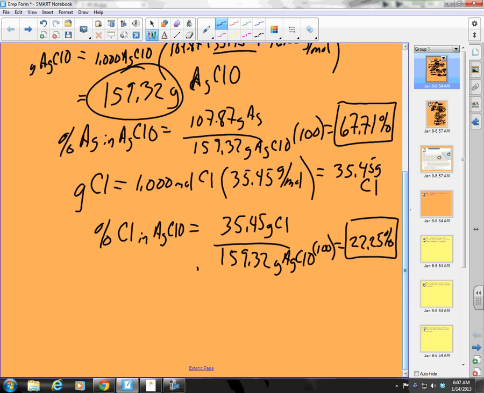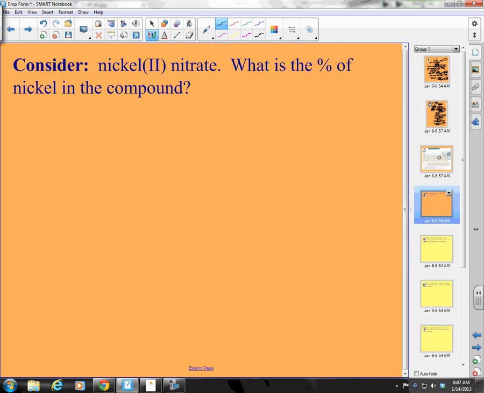And sometimes the questions might be something like this: what is the percent of nickel? Or they might just say, what's the percent composition of nickel 2 nitrate? In which case, if they say percentage composition, they want to know what's the percent nickel, what's the percent nitrogen, what's the percent oxygen. We're being a little more specific here. Okay, here you go. You guys do this one. Bring me back when you're ready.